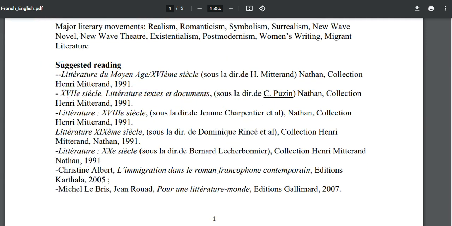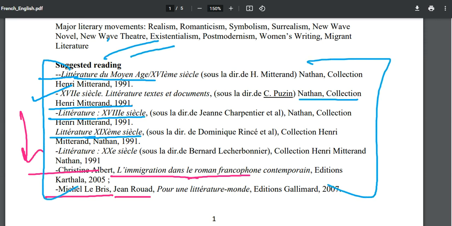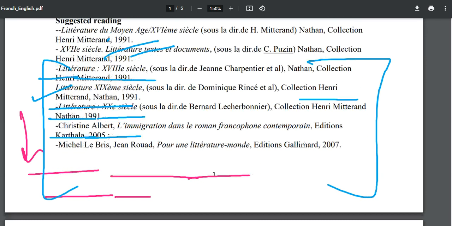Littérature du Moyen Âge, then this from the Nathan collection, Henri Mitterand, 1991. Littérature siècle, and likewise Christiane Albert's L'immigration dans le roman francophone contemporain. Then Michel Le Bris and Jean Rouaud, Pour une littérature-monde. All these are considered to be the suggested readings for Unit 1 and Unit 2.